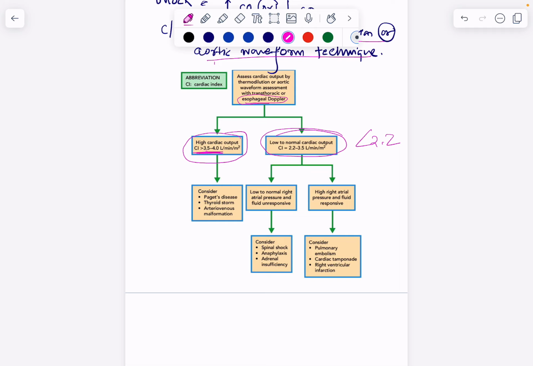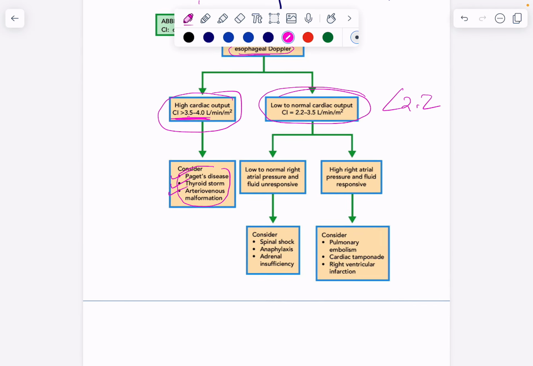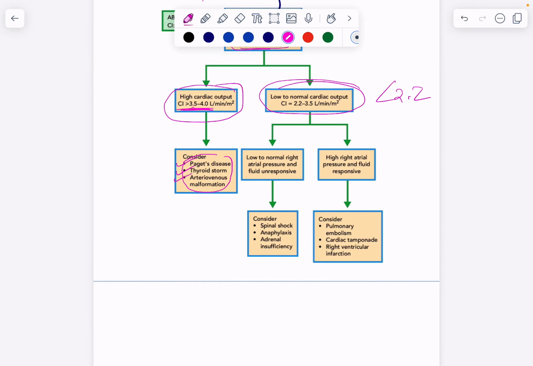There are a few conditions associated with high cardiac output heart failure or high cardiac output shock. Those are Paget's disease of bone, thyroid storm, and arteriovenous malformation. So these are the conditions with high cardiac index. And the shock with low cardiac index, meaning less than 2.2, or low cardiac output.